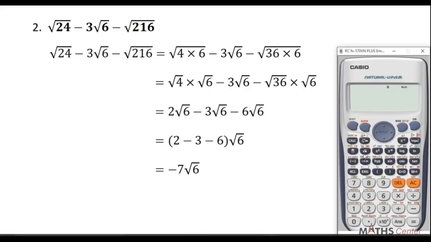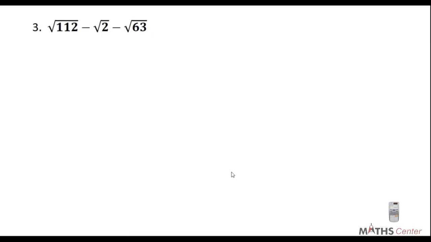So you have square root of 24. Now once again, the cursor is under the square root sign, so you press this button to remove it from there, then minus 3 root 6. The cursor is still there, so you press this button to remove it from there, then minus square root of 216, press equal to, and we are getting negative 7 root 6 as we have here. Let's move on to the next example.